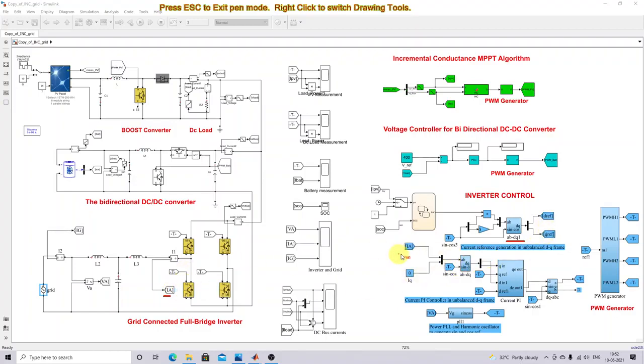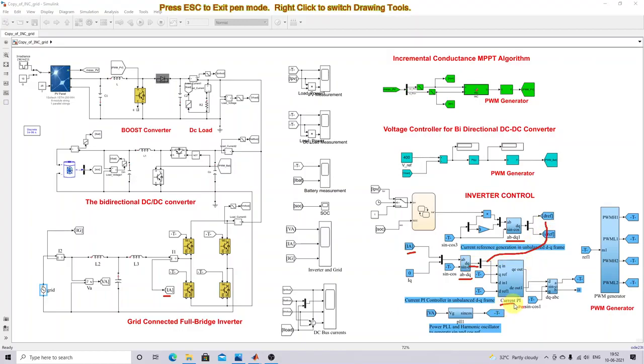That means this actual current is taken from the grid, that means the inverter. So this actual current is going to be converted into DQ by means of AB to DQ conversion. So this DQ is the actual current quantity in DQ frame. So this DQ is going to be compared with this D reference and Q reference, right?